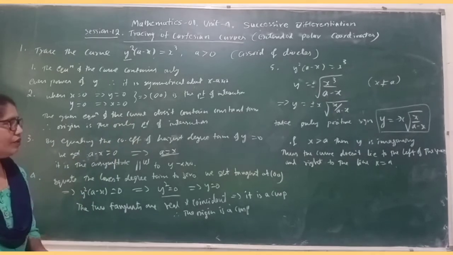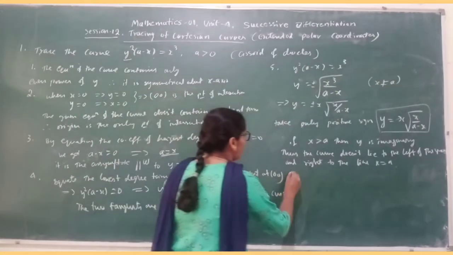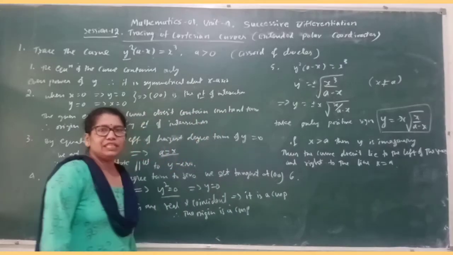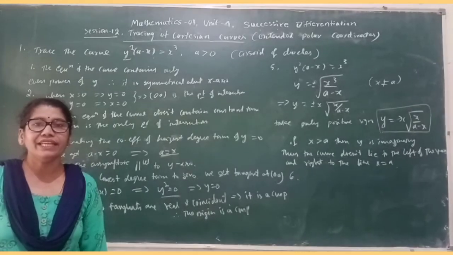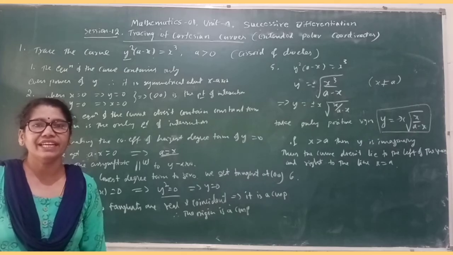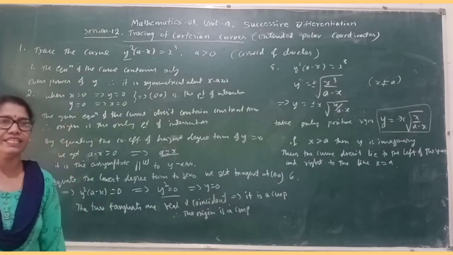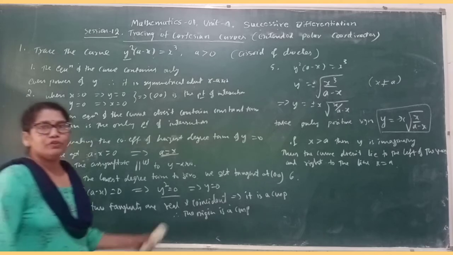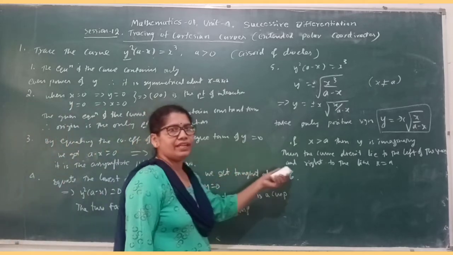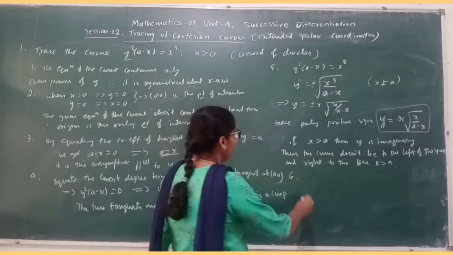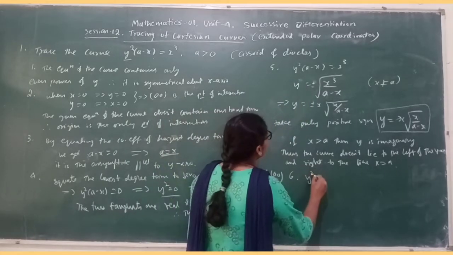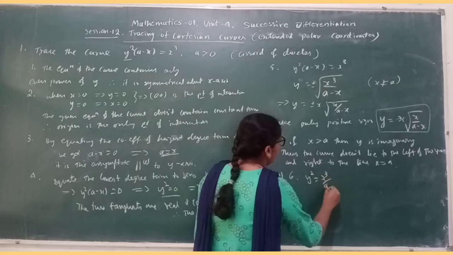So 5 points are over. Then the last point is point 6. Point 6 means here we are going to find the region in which the curve is decreasing and increasing. Now to find this, we have to find the derivative of the given curve. See, let us take the given curve as y square is equal to x cube by a minus x.